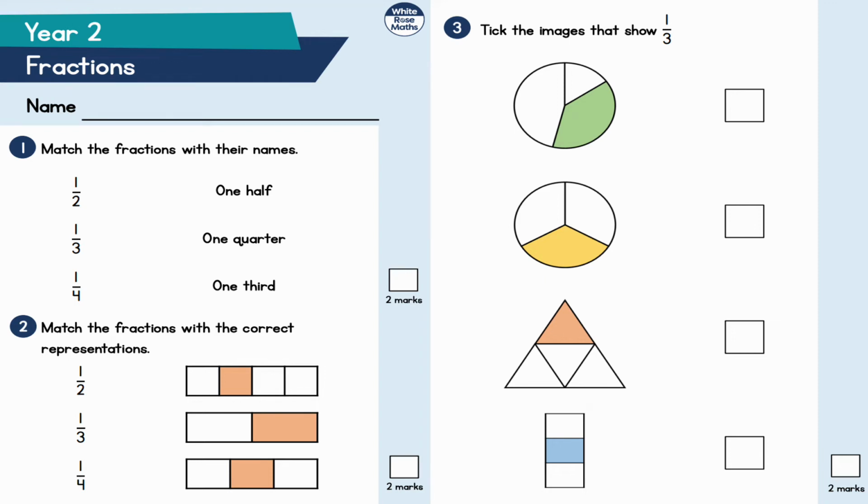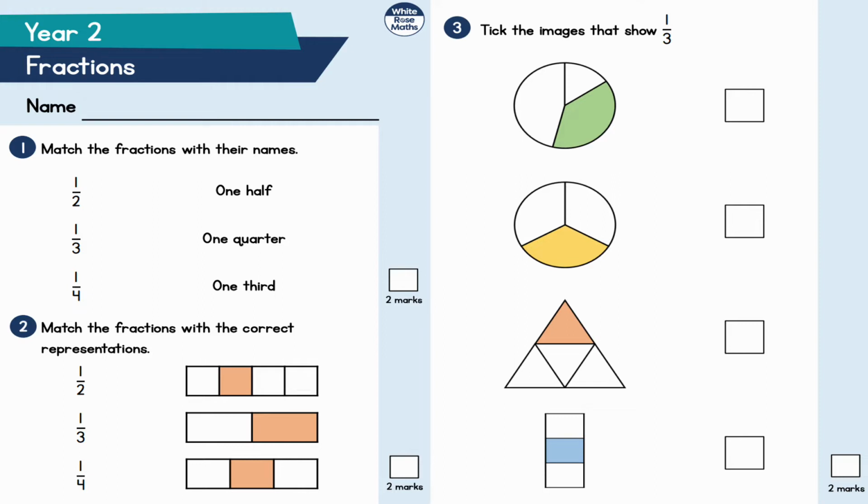Hi, welcome to this video looking at year 2 maths from the White Rose Maths website. We're looking at fractions, money, addition and subtraction and place value in today's video. As ever, feel free to pause the video, try the question first, and then press play when you're ready.